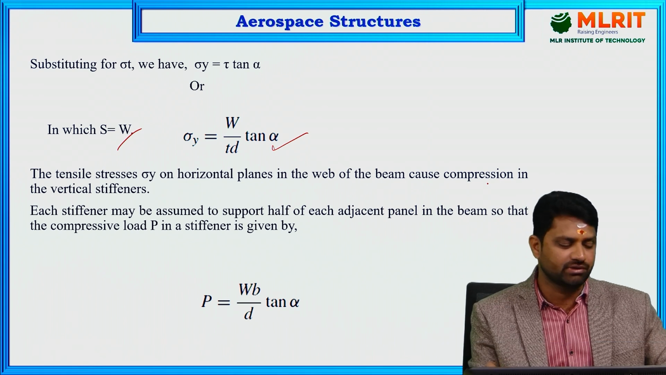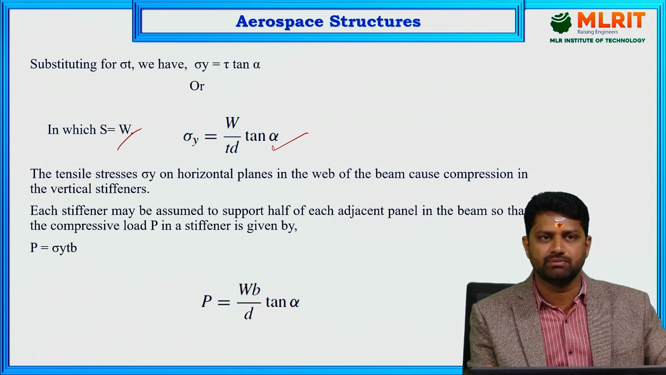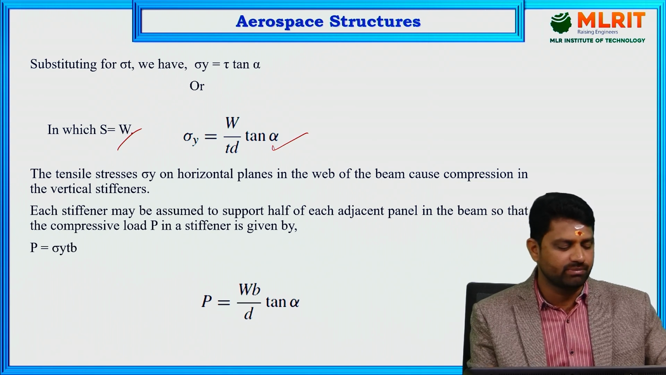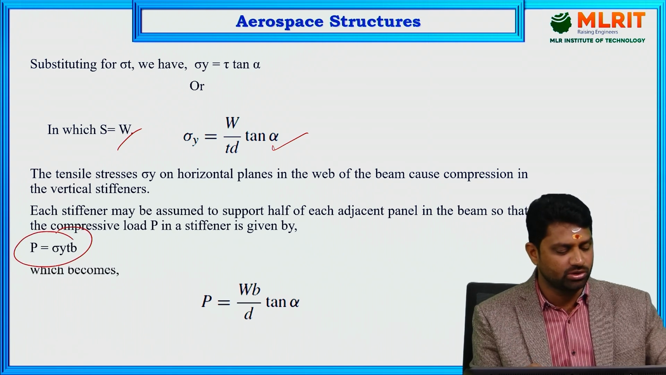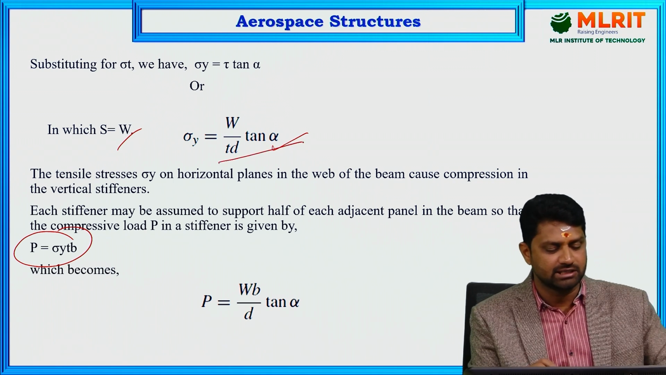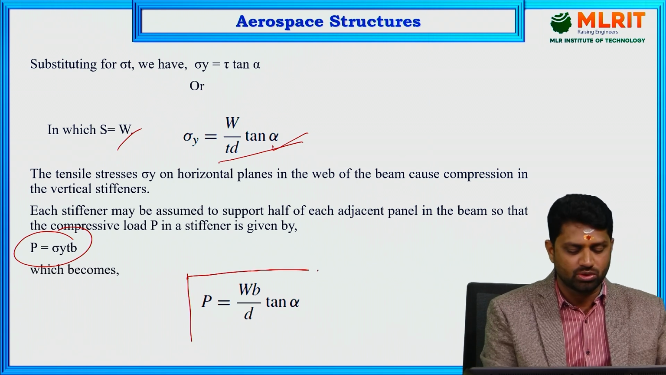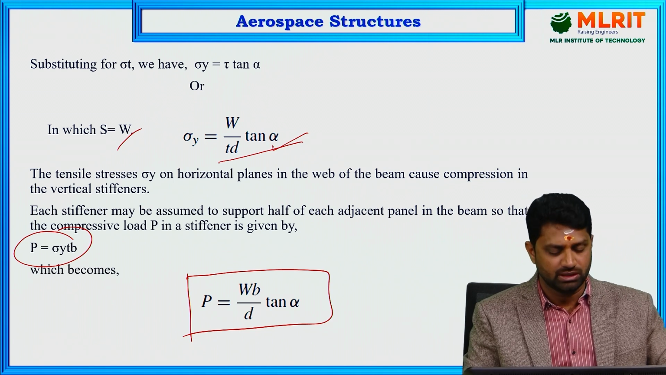cause compression in the vertical stiffeners, and each stiffener may be assumed to support half of each adjacent panel in the beam, so that the compressive load P in the stiffener is given by P equals sigma y into T into B, and which becomes, again substituting sigma y from here, W by TD into tan alpha into T into B, and finally the compressive load in a stiffener, that is P, is given by WB by D into tan alpha.